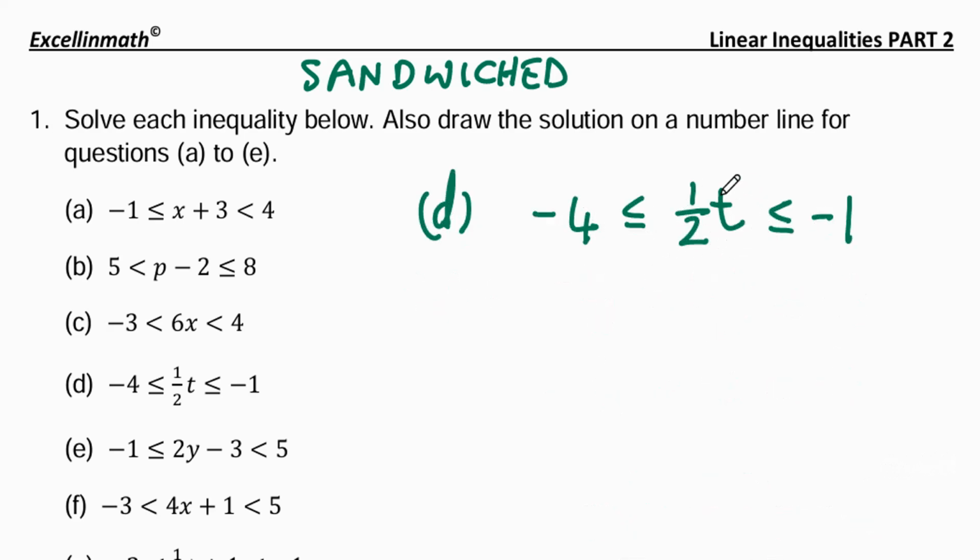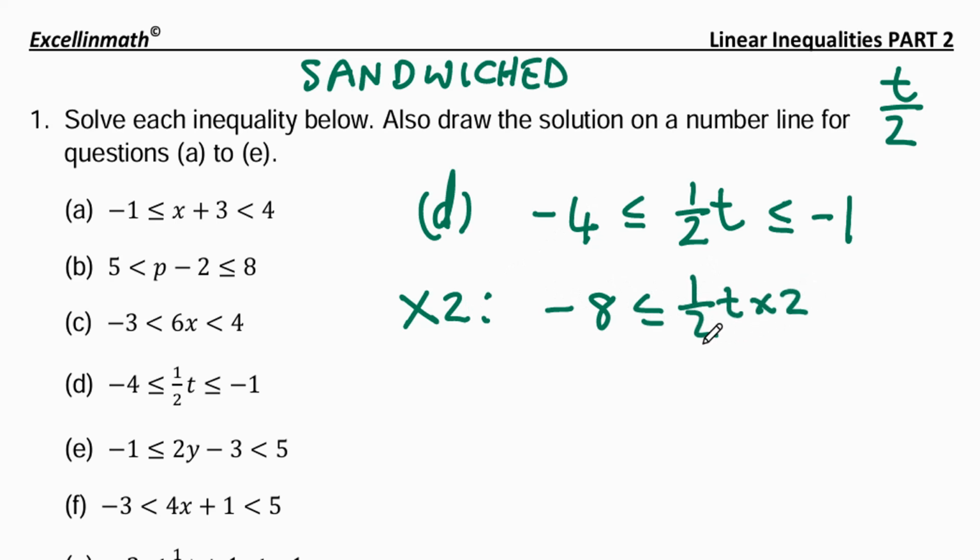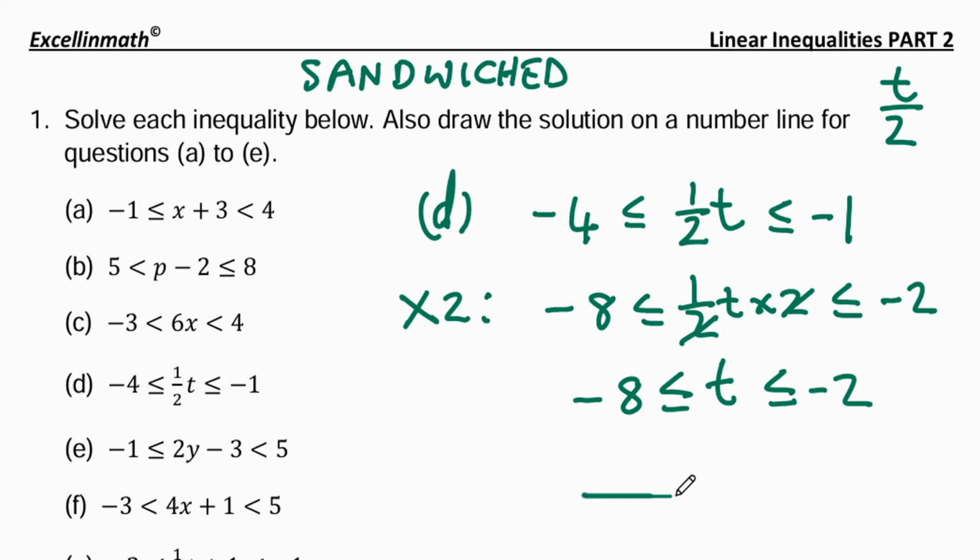Once again, we want to isolate the t here, so we want to get rid of the half. Now, just to note that a half t is actually the same as t over 2. So essentially we are dividing by 2 here, and in order to get rid of the half, we multiply through by 2. But we must multiply everything by 2, so negative 4 times 2 is negative 8. Then we have a half t times 2. These 2's will cancel, and negative 1 times 2 is negative 2. So we end up with t greater than or equal to negative 8, but smaller than or equal to negative 2. Let's draw the number line.